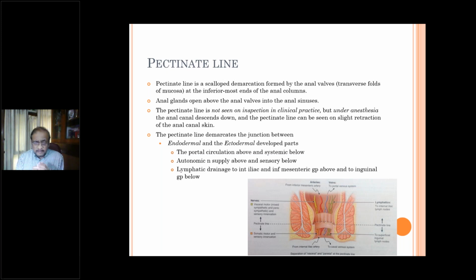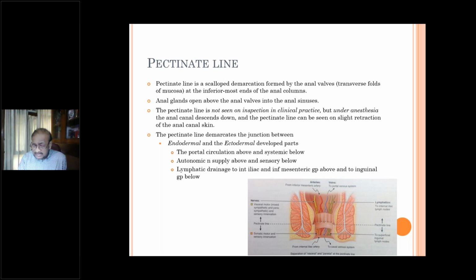So what is the pectinate line doing? We just have not talked about that. It is basically the junction, endodermal and ectodermal. So above you'll have the portal circulation, that means the portal venous system. Below you have the systemic, so here it goes to the systemic circulation. Autonomic nerve supply above and sensory below. Lymphatic drainage to the internal iliac and inferior mesenteric group above, and to the inguinal group of lymph nodes below.